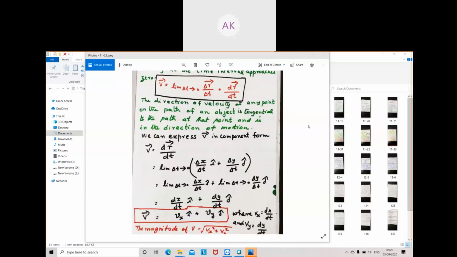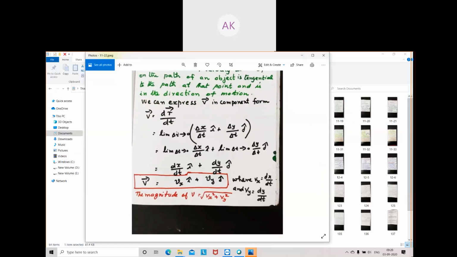Okay. So here we have given the limit to both the terms, and then we know this is limit delta t tends to 0, delta x by delta t. What is it? dx by dt into i cap plus dy by dt into j cap. What is dx by dt? That is the x component of velocity. Vx into i cap plus Vy into j cap.